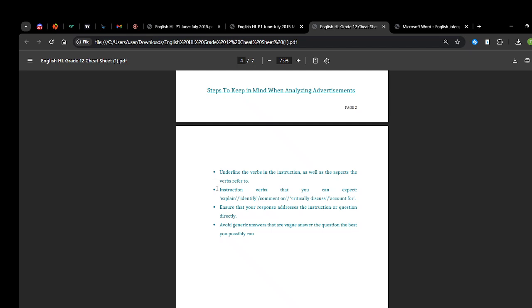The next step is the instruction verbs that you can expect in an advertisement are as follows. They might ask you to explain in a question, identify why this advertisement is the way it is, comment on. I think we covered this in our previous document. You'll start to see the pattern start to form, and you'll start to become more confident in answering these questions. Critically discuss, account for, all these things are in the previous document. Like I said, I'll send them on the group if you haven't gone through them, but I'm not really going to touch on them today. But these are the types of verbs that you can expect in advertisement or cartoon questions.